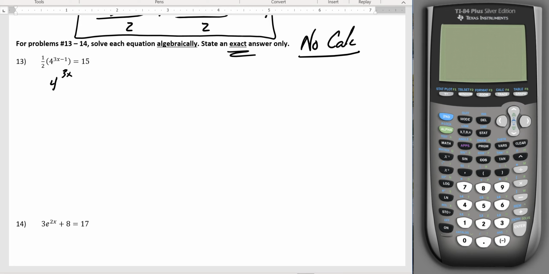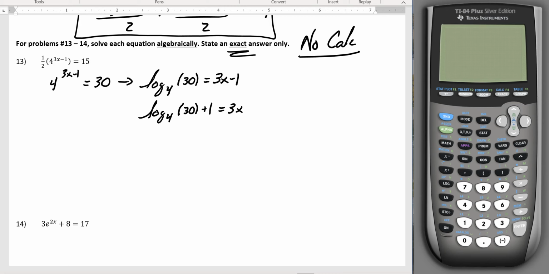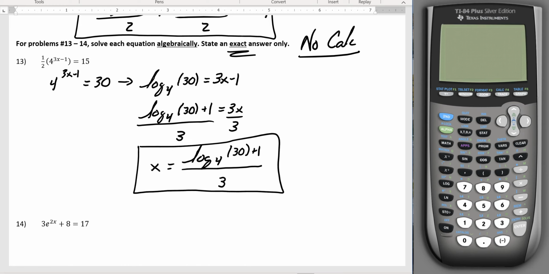So I'll have 4 to the 3x minus 1 equals 15 times 2 is 30. Now convert this to a logarithm. So log base 4 of 30 equals 3x minus 1. I need to add 1. So log base 4 of 30 plus 1 equals 3x. And divide by 3. When I do that, I get x equals (log base 4 of 30 plus 1) divided by 3. And that, my friends, is my exact answer. All right, no rounding, nothing.